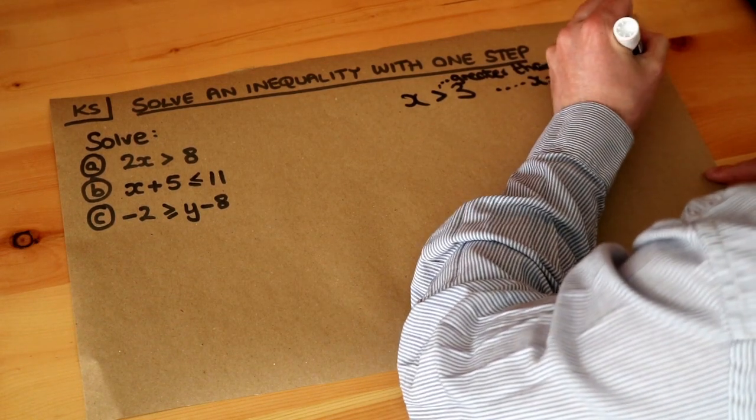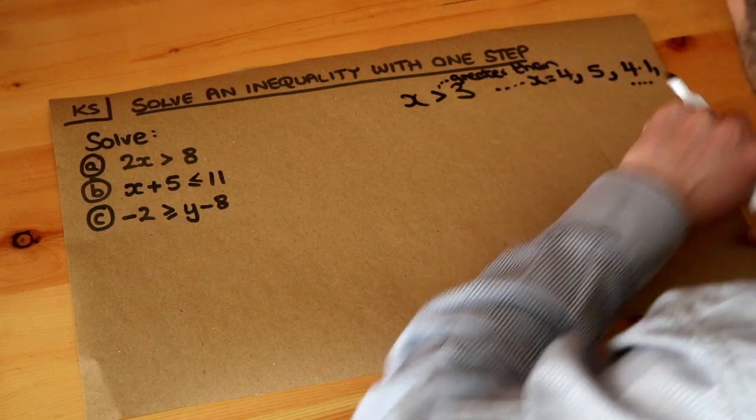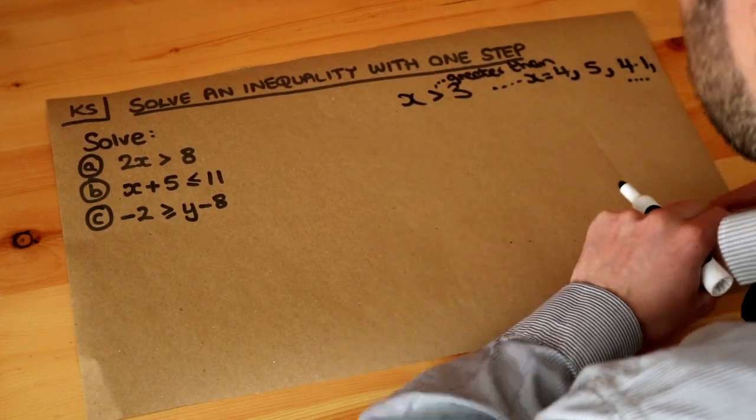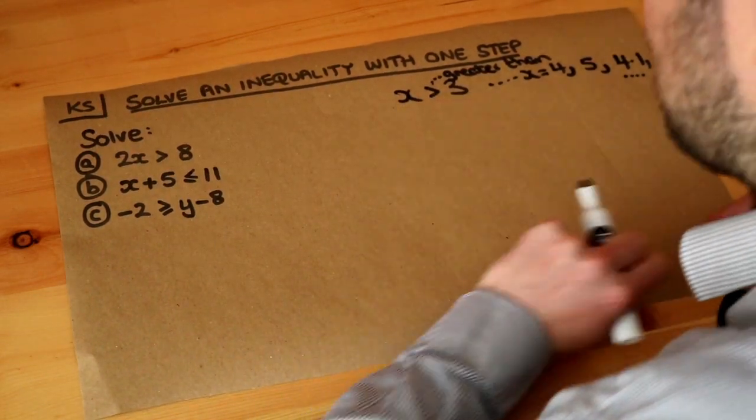And you can see that these numbers go on forever. We could list infinitely many different numbers which are greater than 3. We could have a billion, for example. A billion is greater than 3.